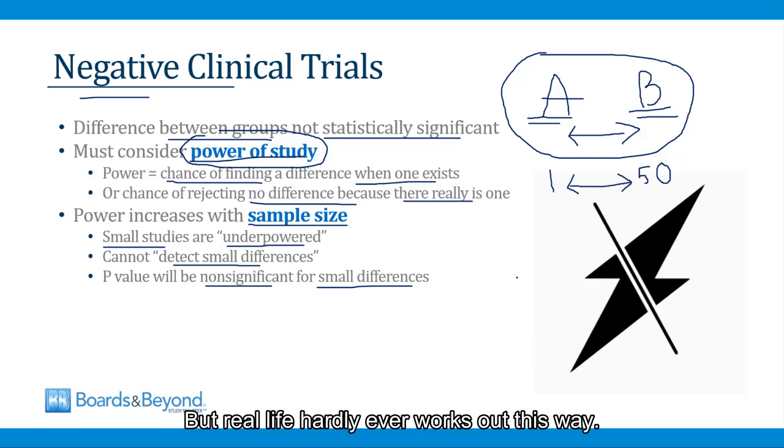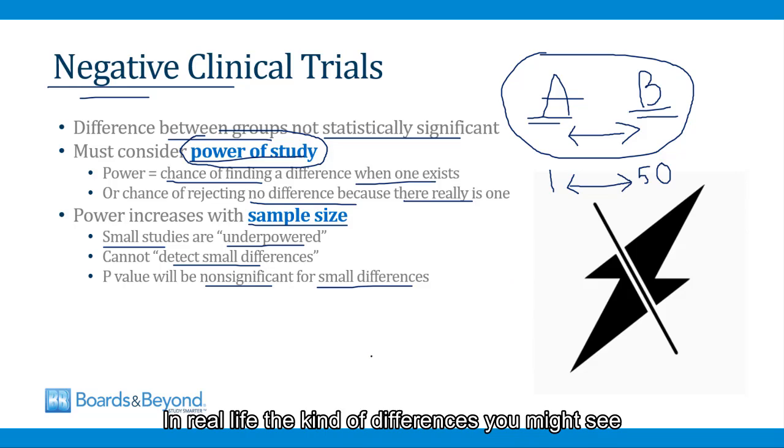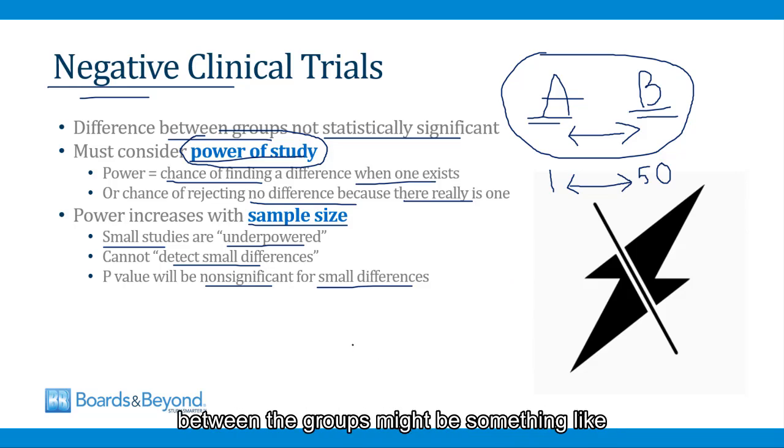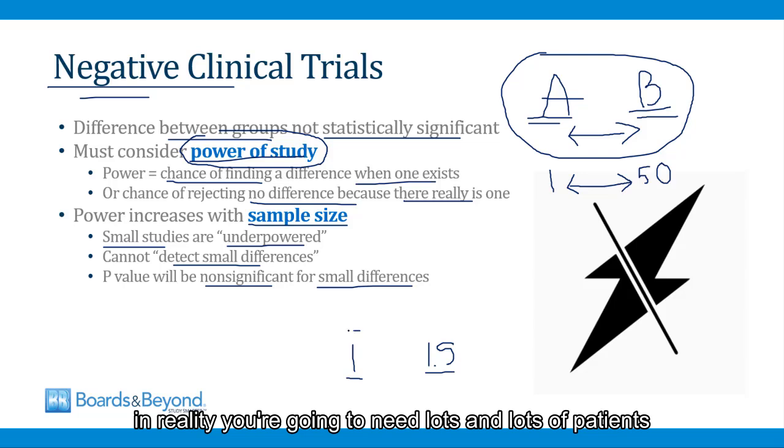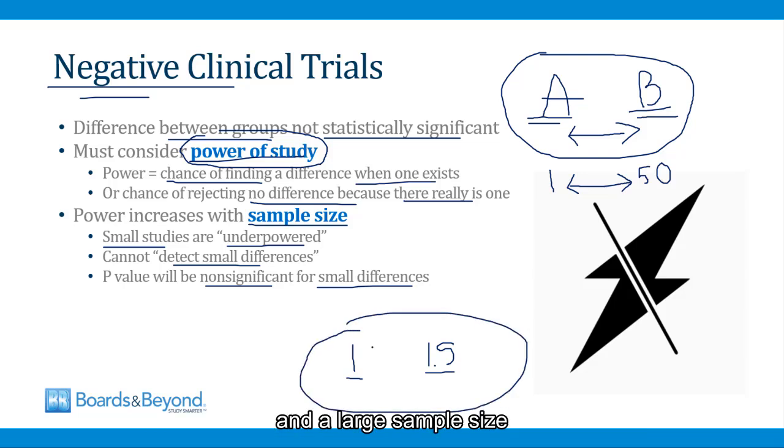But real life hardly ever works out this way. In real life, the kind of differences you might see between the groups might be something like 1% for Group A and 1.5% for Group B. This is a very small difference, and if this is the true difference in reality, you're going to need lots and lots of patients and a large sample size to find a statistically significant result.